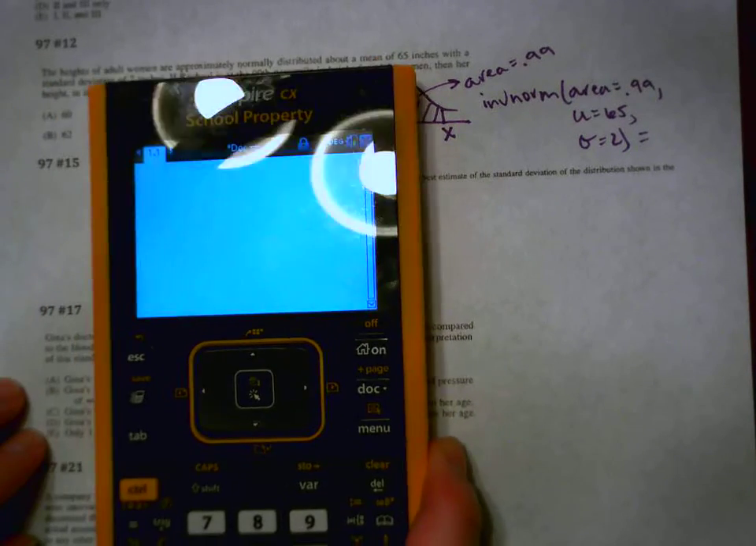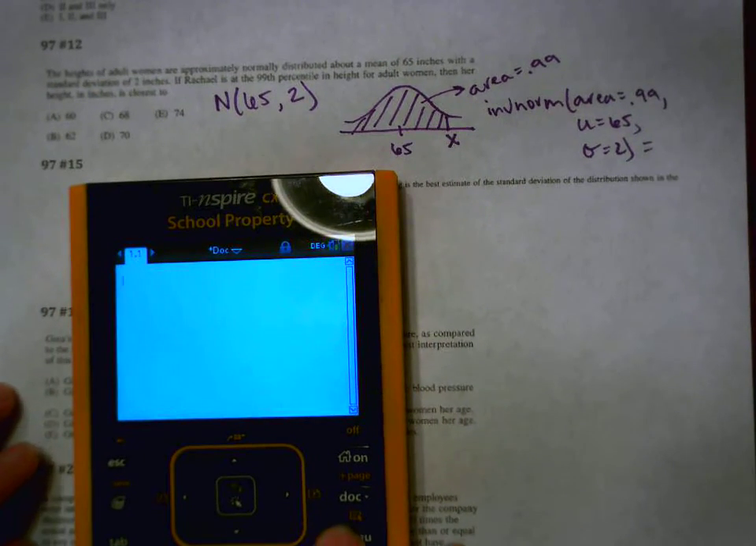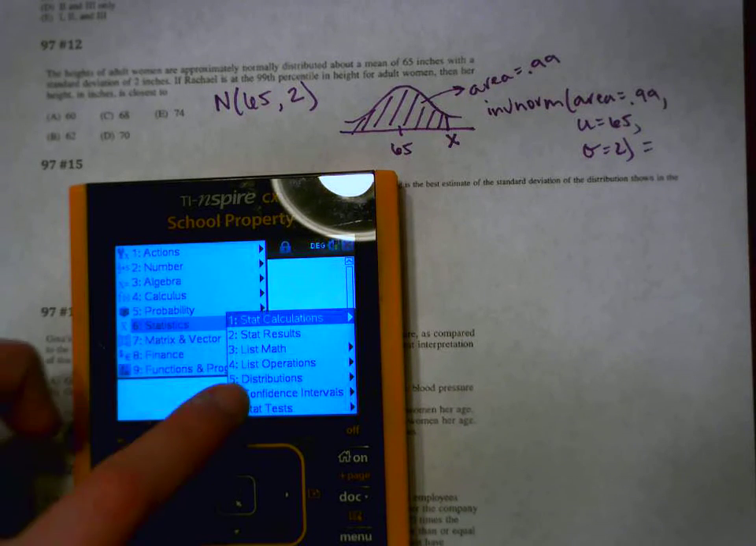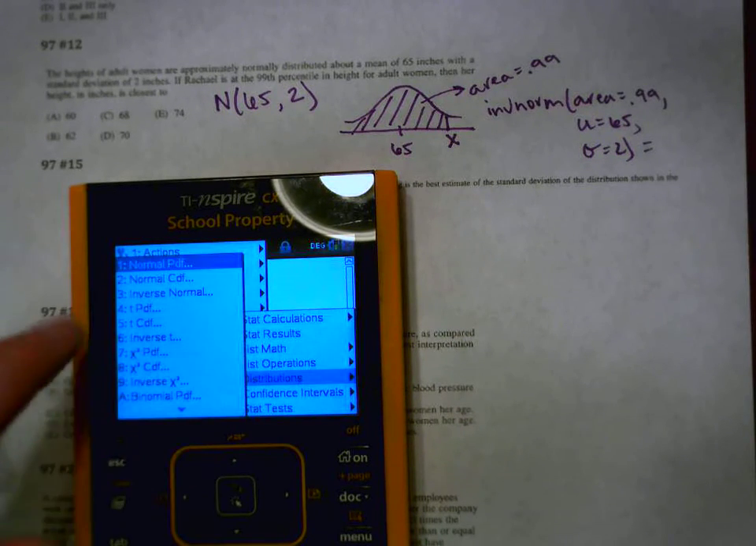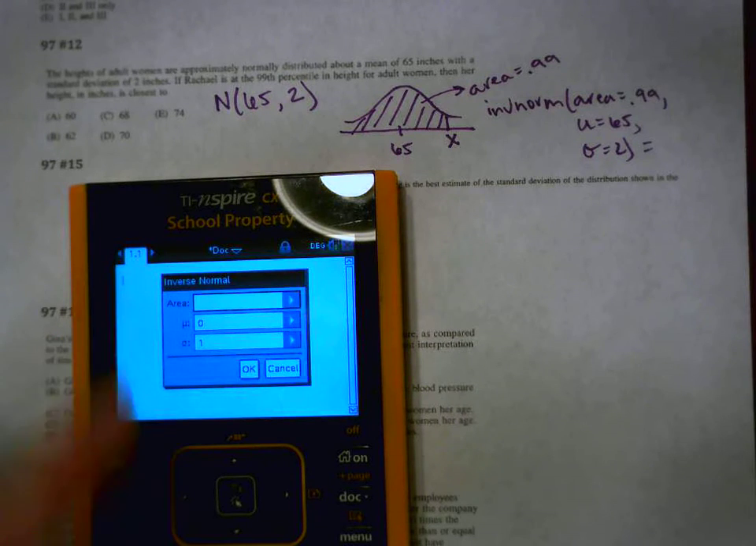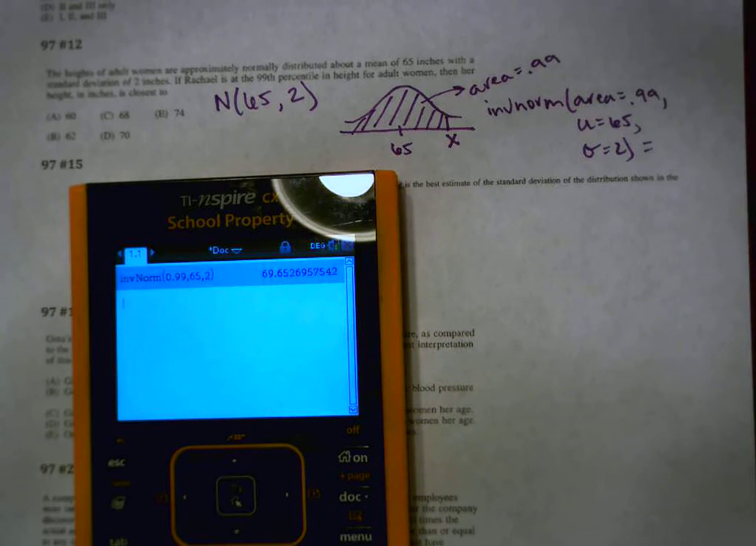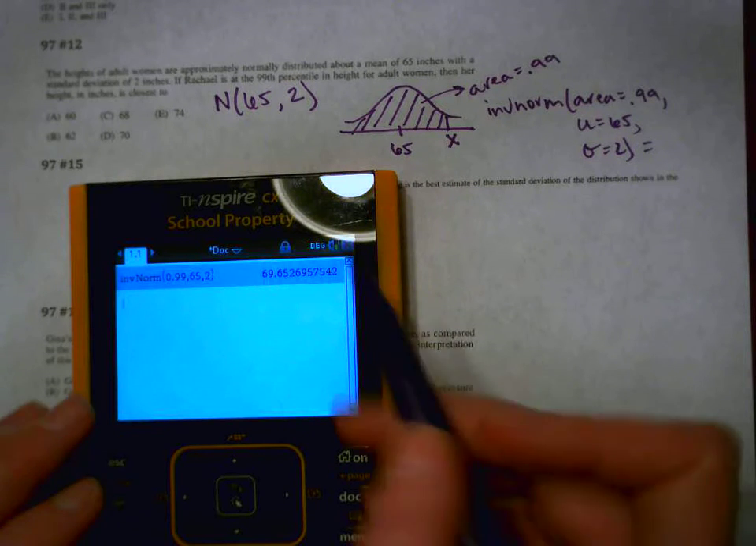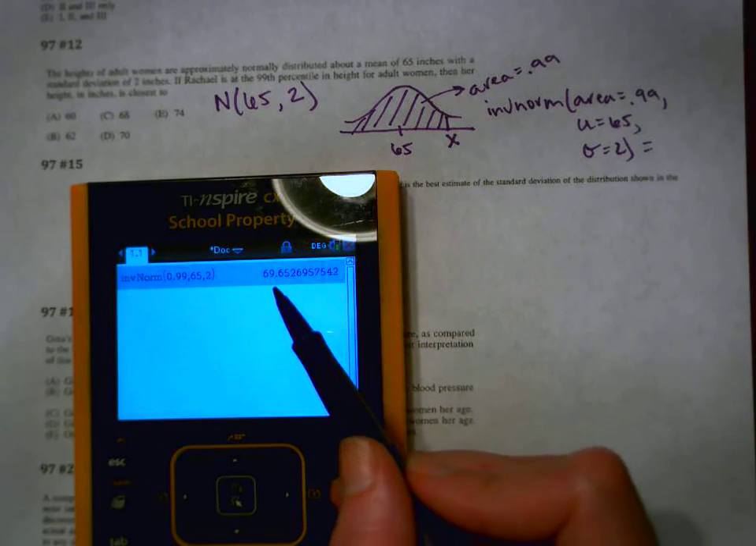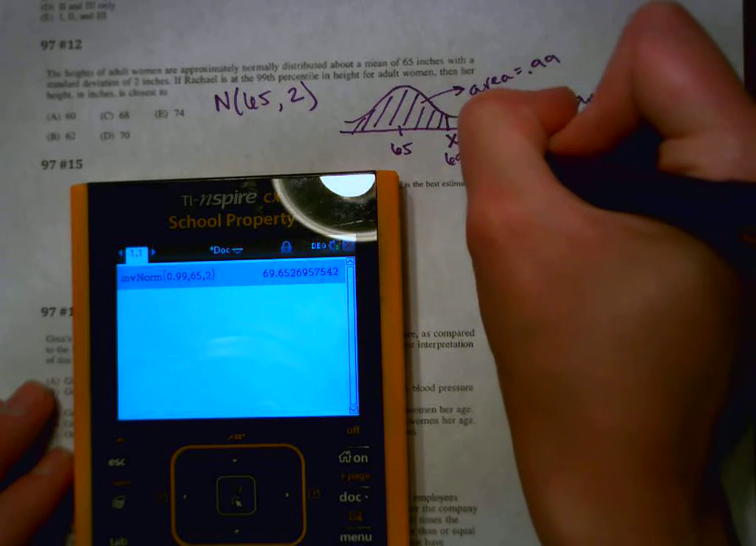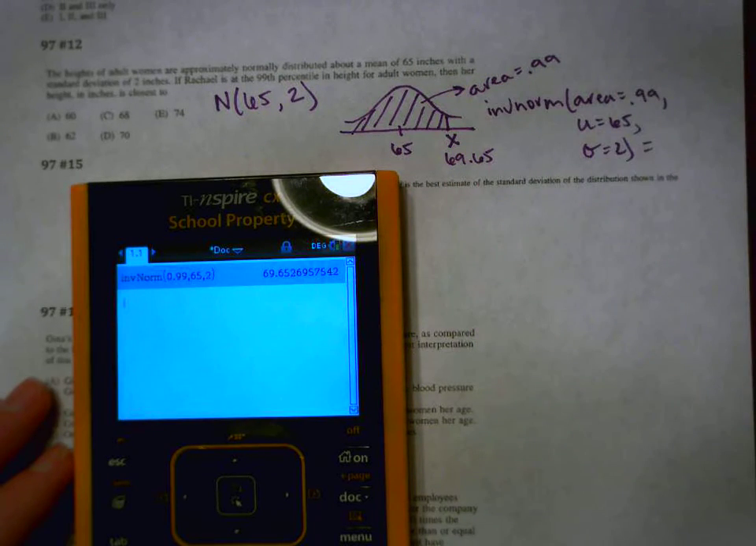you would go to Menu, Statistics, Distributions, which is 5, inverse normal, which is 3, type it in, and you get, that doesn't seem right. Oh yeah, that's a value, I was thinking that was area. Never mind. So this value right here would be 69.65, and it just says which one's closest, so we would go with 70.